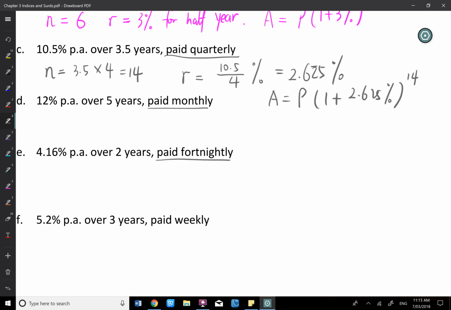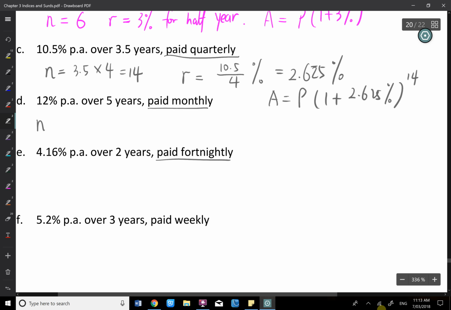Okay, so 12% over 5 years paid monthly. So paid monthly, so how many times you get paid? 12 times a year, so 5 years, so 60 times. So what's the interest rate for each month? 1%. So 12% for a year, 1% for 1 month. So A will be principal times 1 plus 1% to the power of 60.